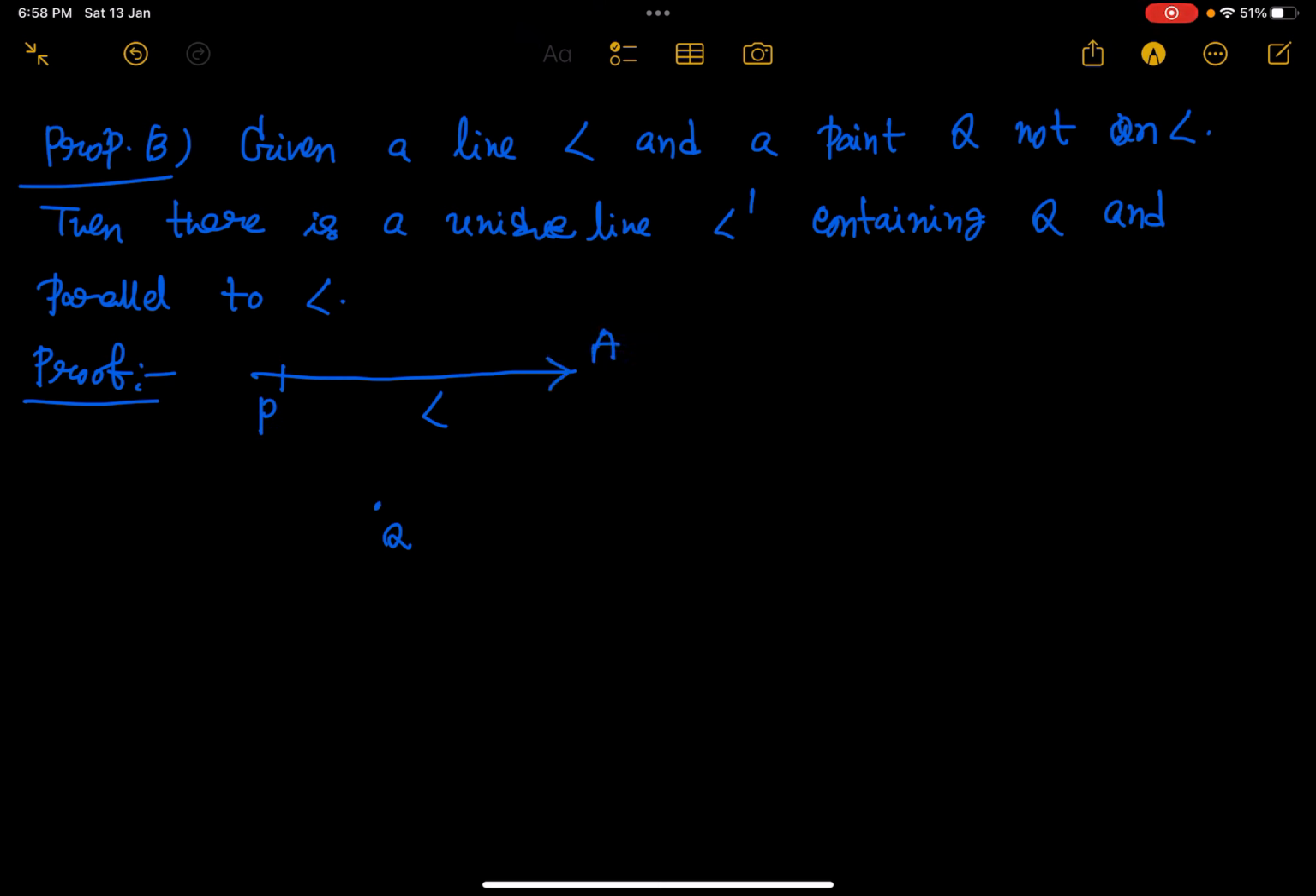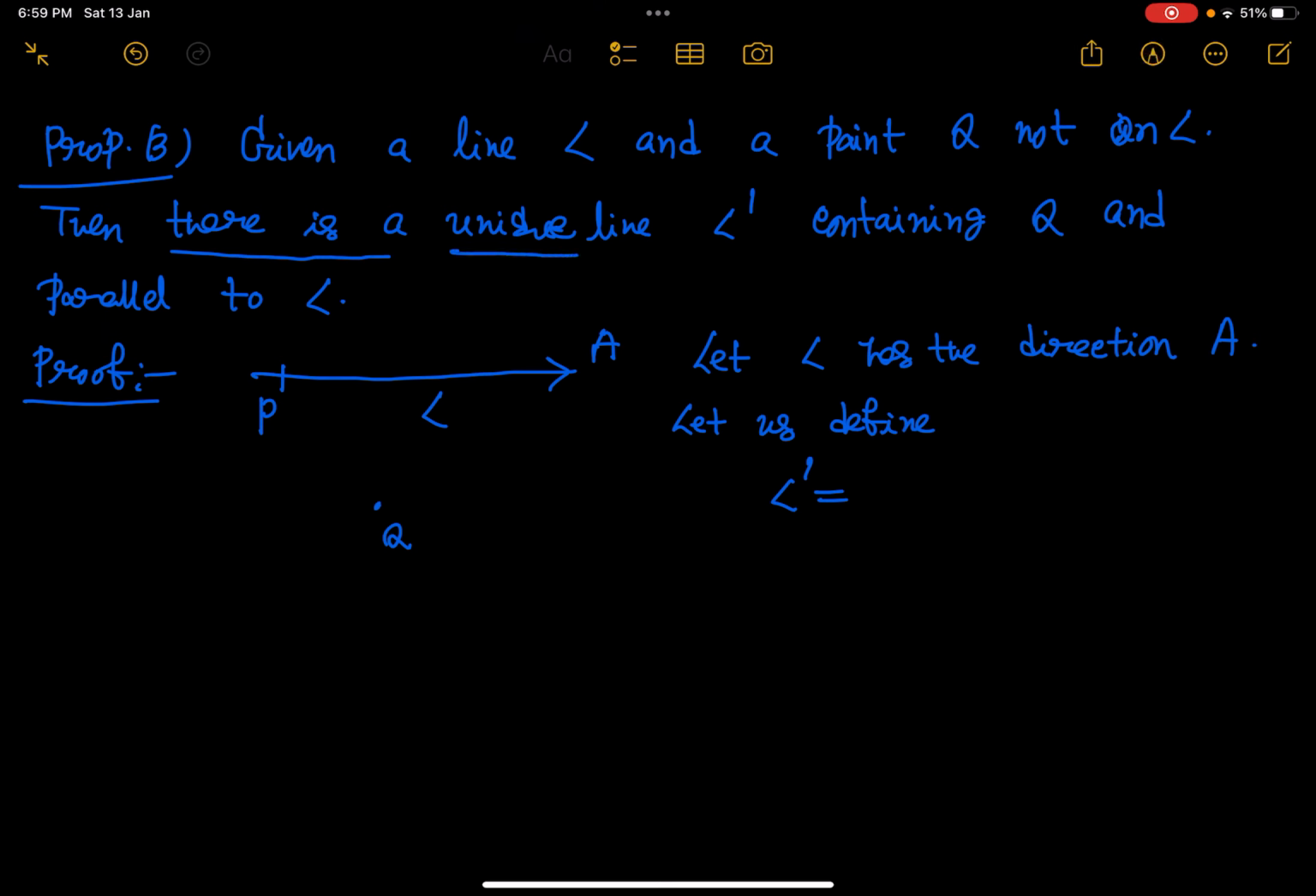So let L have the direction capital A. Now we define L dash. Basically there are two parts in this statement: the existence and the uniqueness. So first we will try to prove the existence. So what can this L dash be? Okay, this is L dash.